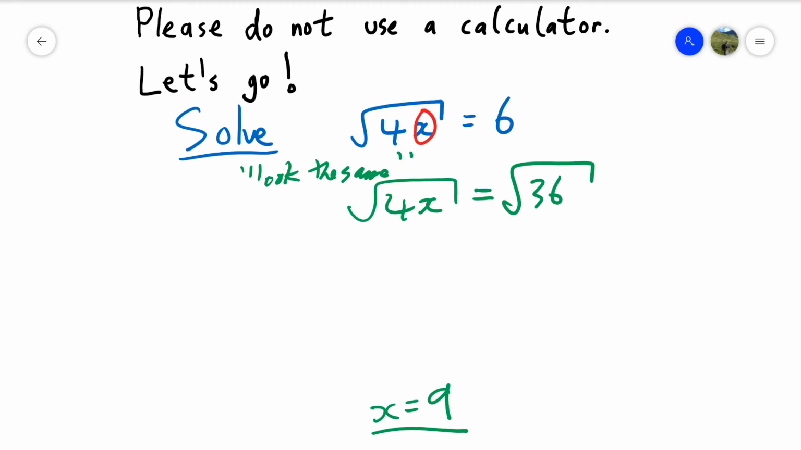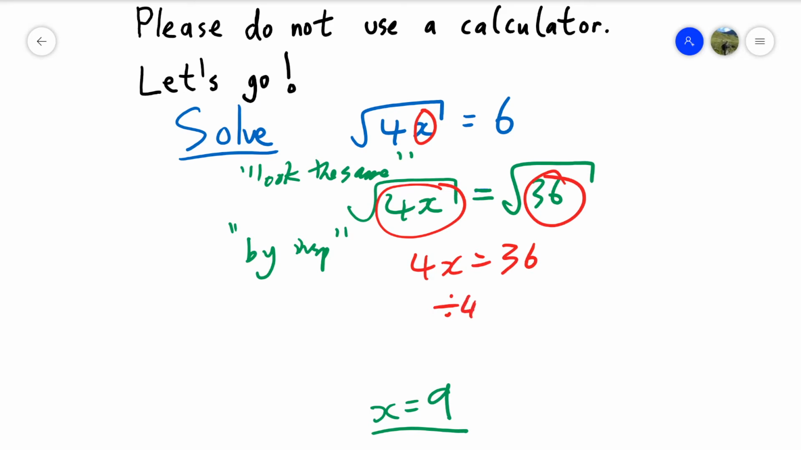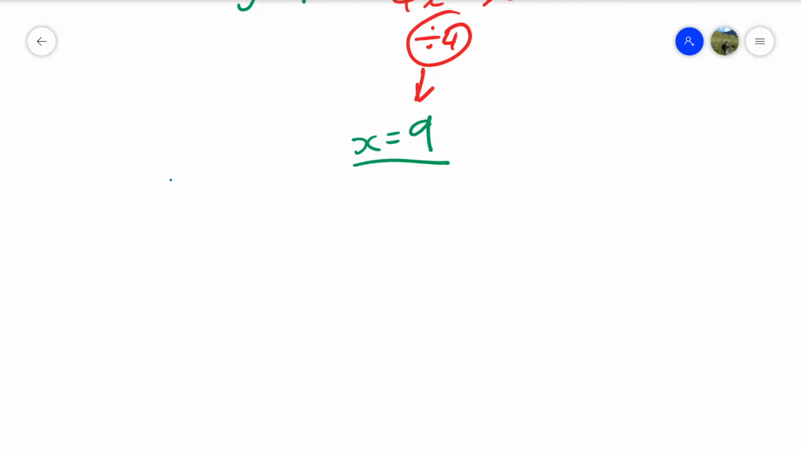So then we can say, by inspection, the insides of these two must be the same. So 4x must be equal to 36, divide by 4, and we get the answer. Let's do the next question.